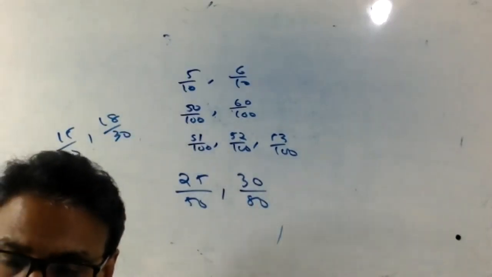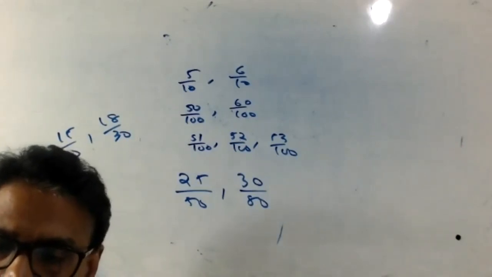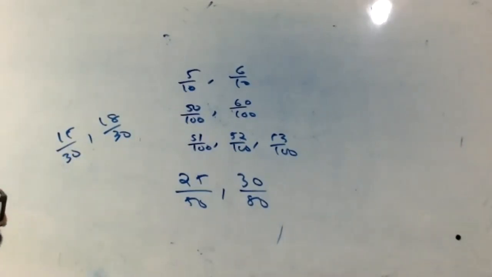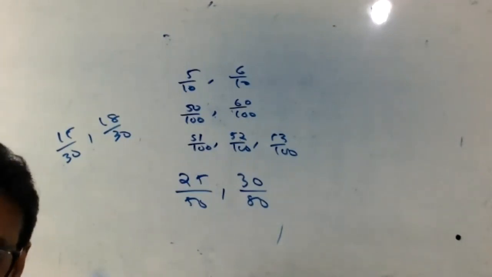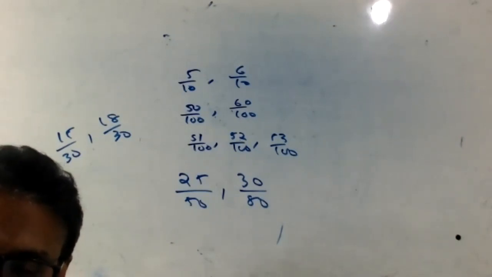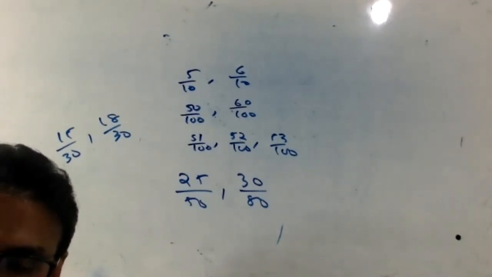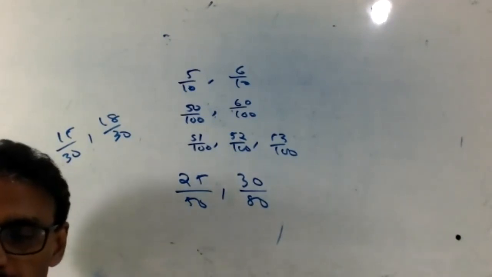Come on, who told me this one? Vishwa. If you multiply by 3, you'll get 15 by 30, 18 by 30. Where are the 3 numbers? 16 by 30, 17 by 30, 2 numbers only, no? Are you sure? Answer me.